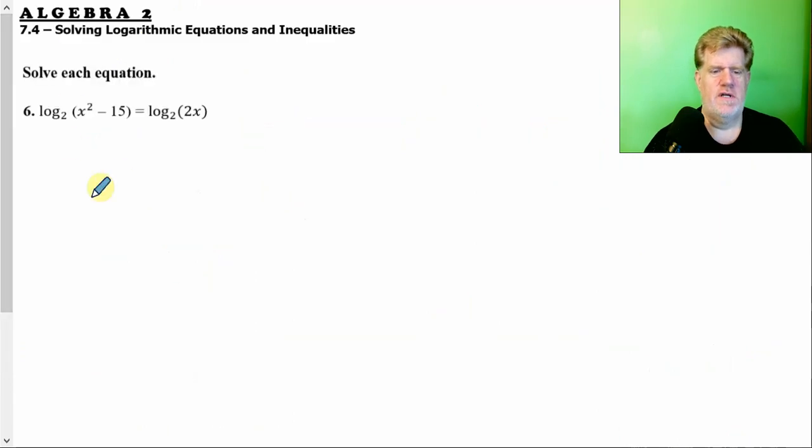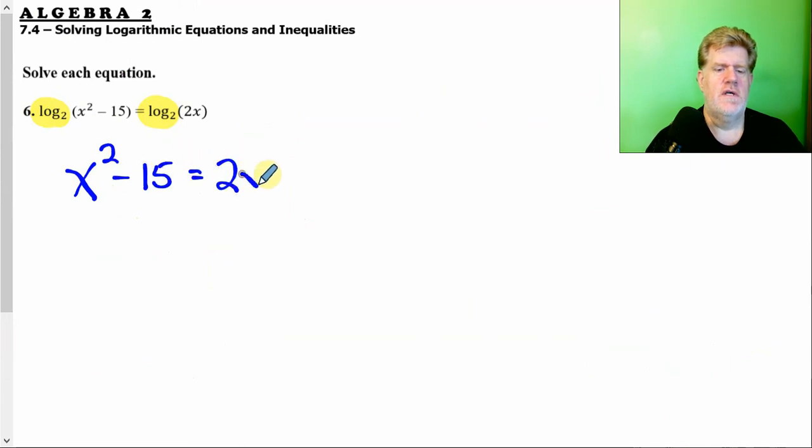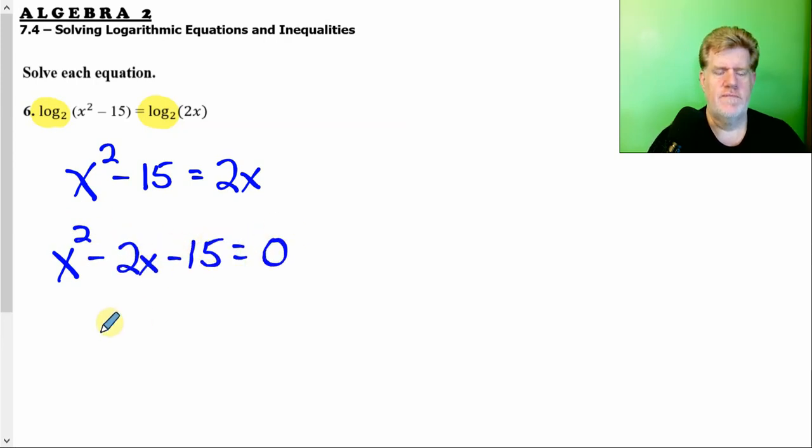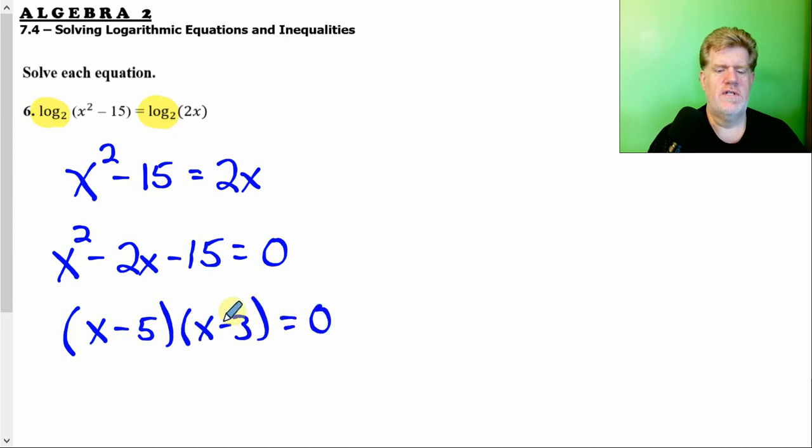All right, we've got another one here. The good news is the bases are the same, which means we just set these equal to each other. Again, it's a quadratic equation, so we've got to bring everything to one side and set it equal to 0. All right, let's factor this. Negative 5 and 3: negative 5 plus 3 is negative 2, and negative 5 times 3 is negative 15. So our two answers are 5 and negative 3.